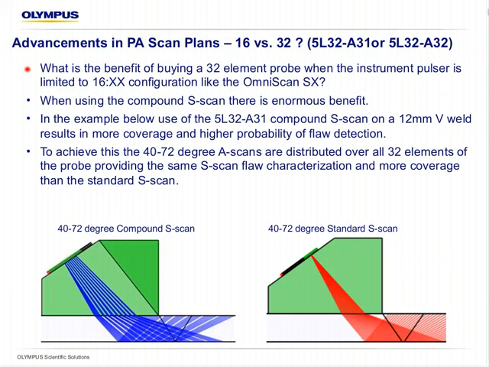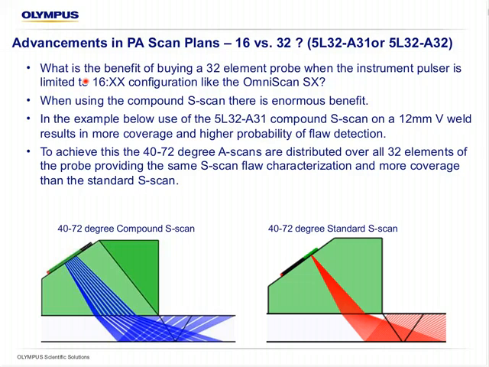What is the benefit of buying a 32-element probe when the instrument pulsar is limited to 16 element configurations like the OmniScan SX? Without use of the compound S-scan, there's not much benefit to that. In this case, as a 32-element probe, we would either use traditional S-scan from the front, from the back, or both. And in most of those cases, customers with 16 pulsar instruments purchase 16-element probes like the A1 or A10.